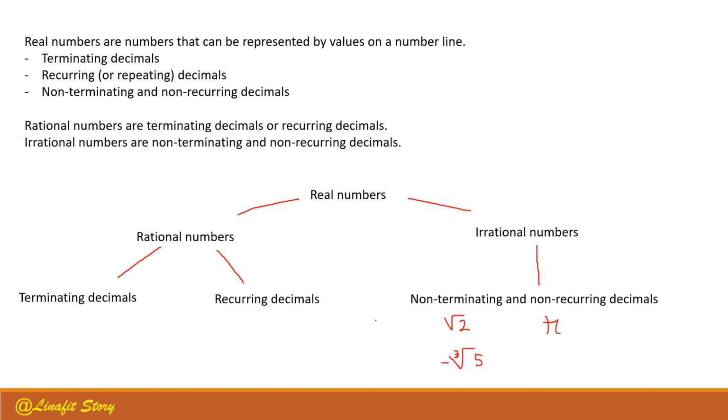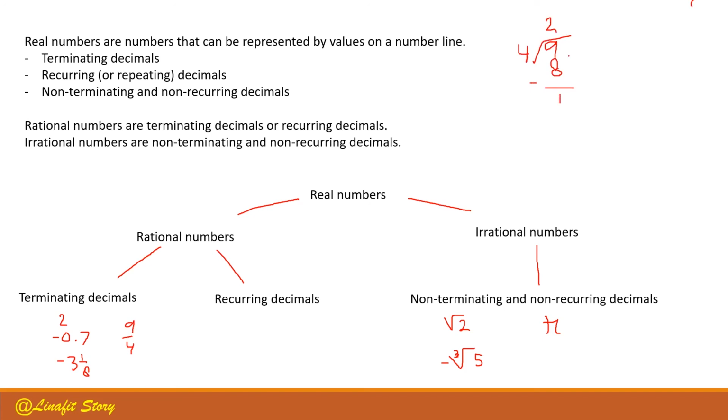The examples of terminating decimals are 2, negative 4.7, negative 3, 1 out of 8, and 9 out of 4. Let's check why 9 out of 4 is a terminating decimal. Let's count. So 9 divided by 4. 4 times 2 is 8. 9 minus 8 is 1.